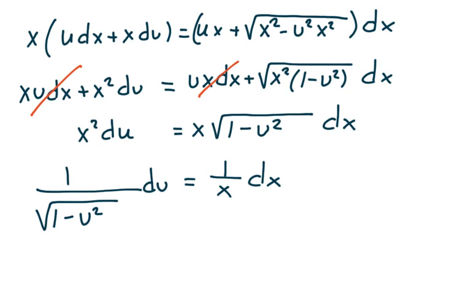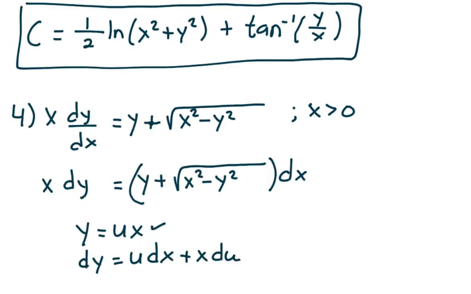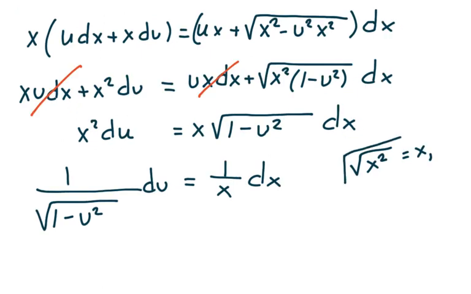Essentially, I can cancel xu dx with ux dx. Those terms cancel, and what we're left with is x squared du is equal to x times the square root of 1 minus u squared dx. Now, remember, the square root of x squared is equal to x because at the beginning, I have the condition that x is greater than 0. So I don't have to worry about absolute values here.